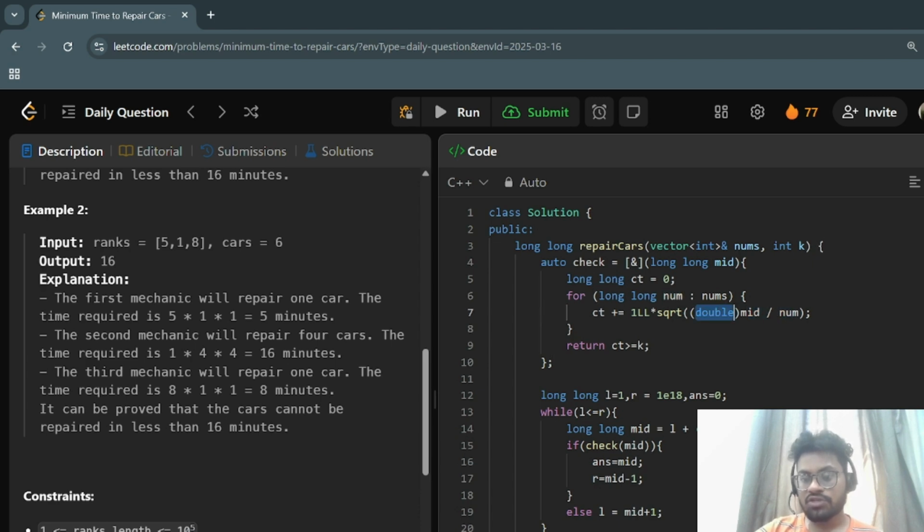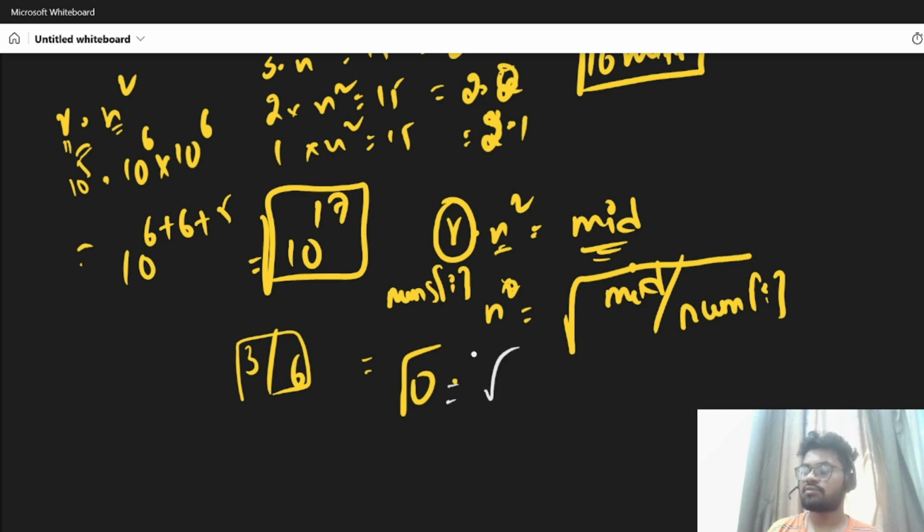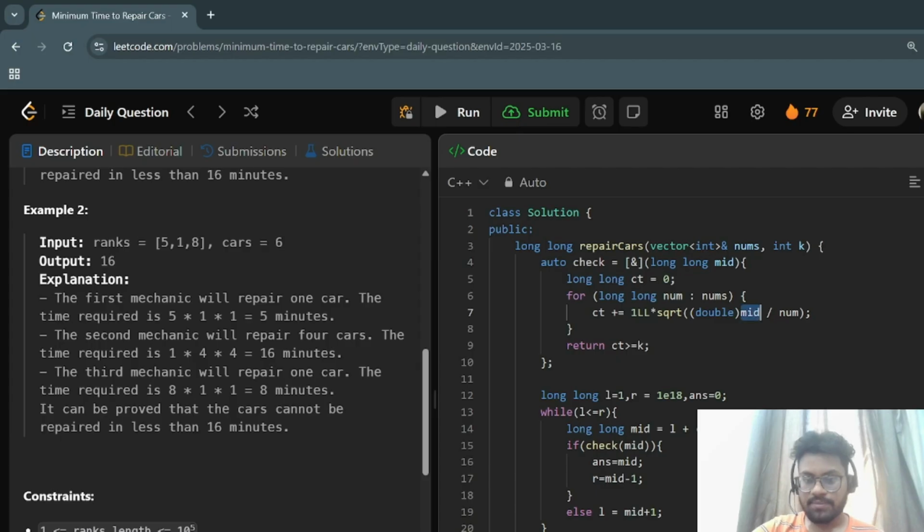Okay, why are we using double? There might be a case where nums is greater than mid, so in order to get floating point values as well. When we do 3 by 6, if you only take care of the int values, then definitely it will give you 0, and square root of 0 will give some out of bound value. So in order to get rid of it, we are getting floating values, as 3 by 6 is 1 by 2, which is stored as 0.5. In order to store these floating values, we are using a double, and we'll get the square root.